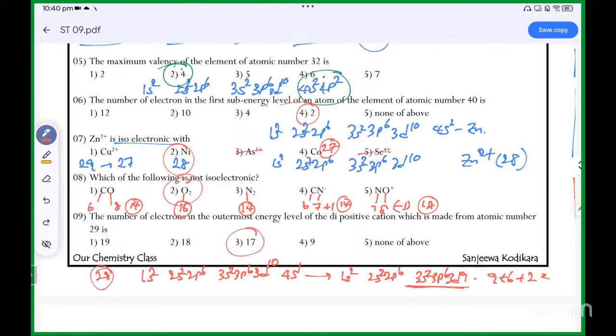We have to be very careful when writing down 29. We have discussed this one. That is 1s2, 2s2, 2p6, 3s2, 3p6, 3d10 and 4s1. This is the accepted electron configuration. When it is releasing 2 electrons, they have to be released from the outermost shell. So it should be 3d9. So altogether 9 plus 6 plus 2 will be there. 17. So the answer should be the third one.